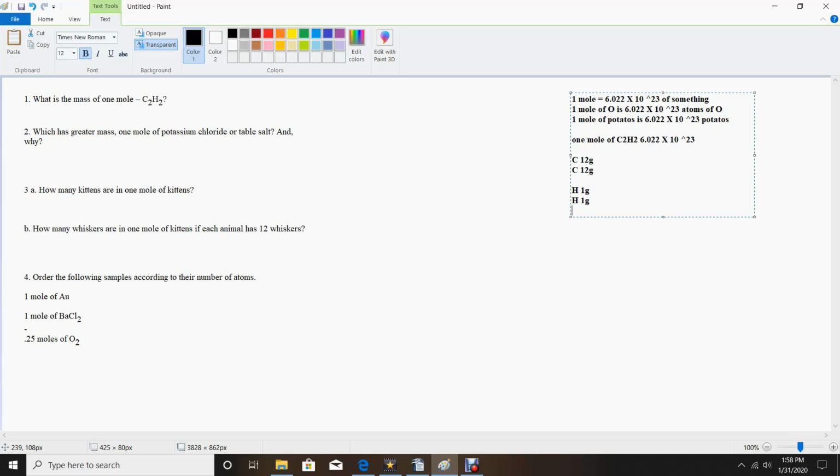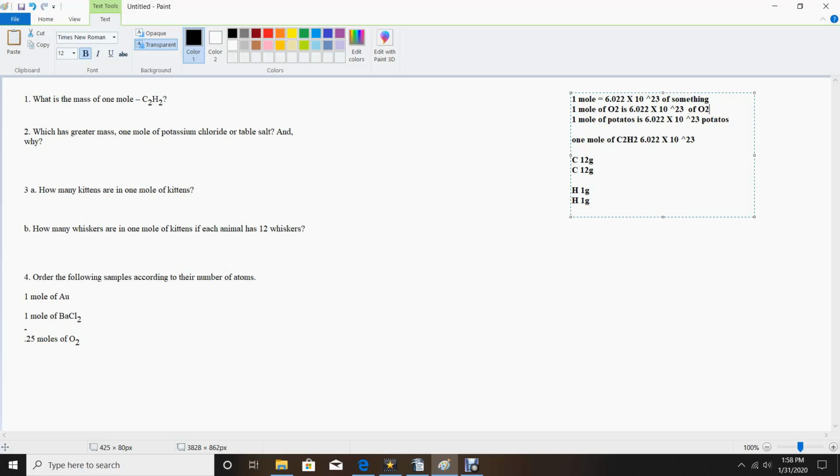If you need a refresher, 1 mole is 6.022 times 10 to the 23rd of something, whatever it is. So 1 mole of oxygen is that many atoms of oxygen. 1 mole of O2, diatomic oxygen, is that many molecules of O2. 1 mole of potatoes is that many potatoes.